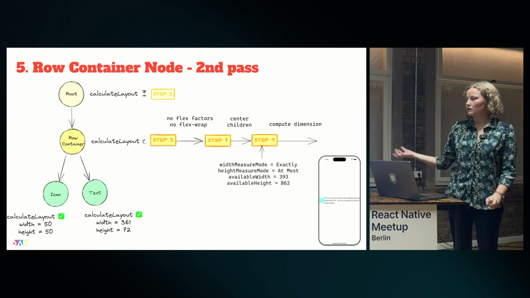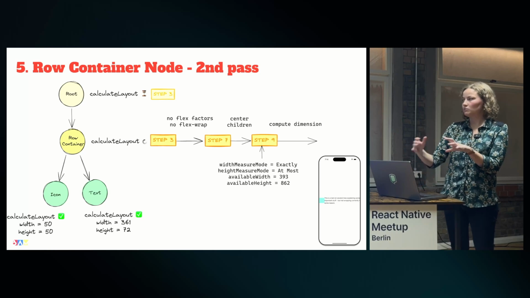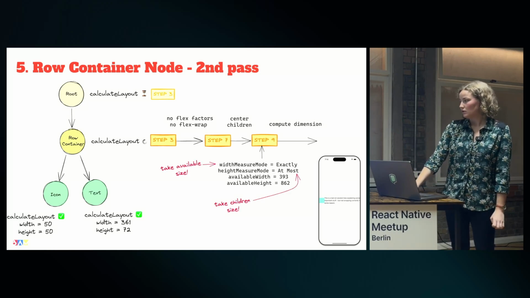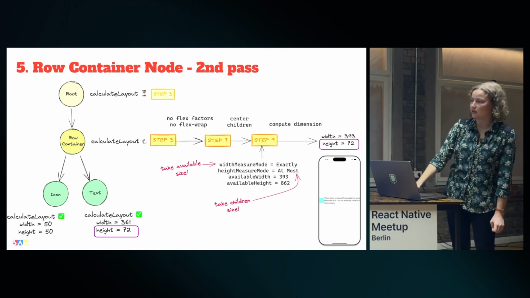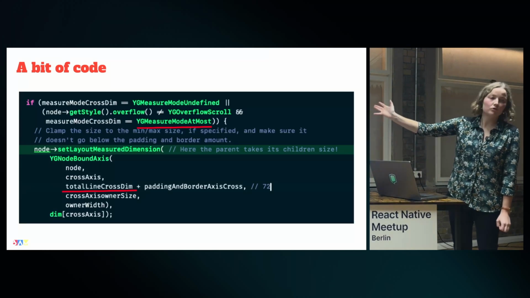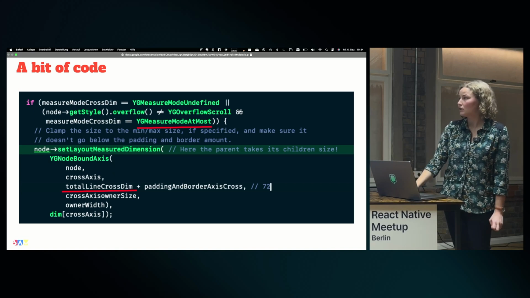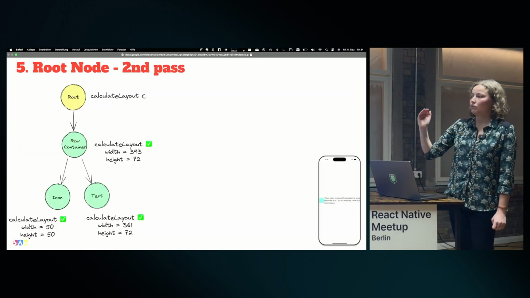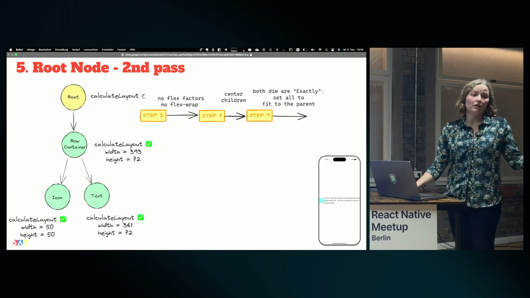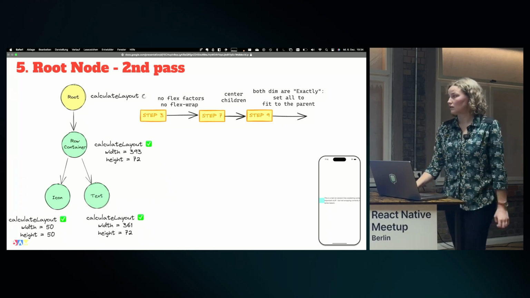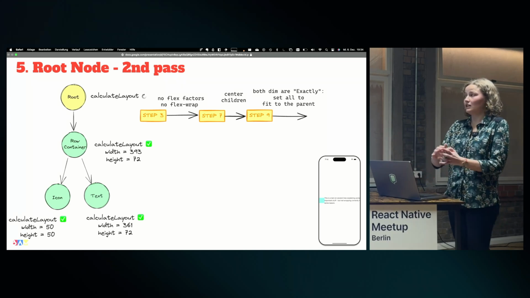And then step 9, we are still in the 8 at most, so we just have to compute the dimension from our children. And finally, we have the height of our row container. That's basically the same as our text. I put you one screenshot of the actual code for this. The total line cross dim is the 72 we were looking for. And then we move up the tree again for the root container. It's the same. We can skip almost every step of the algorithm, center the children, and both dimensions are exactly, so you fit to the parent.